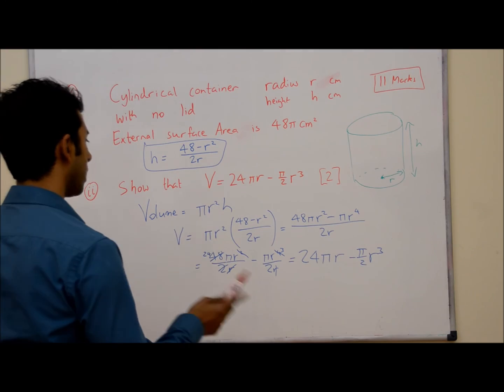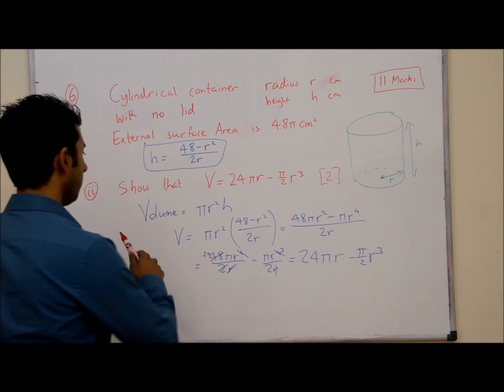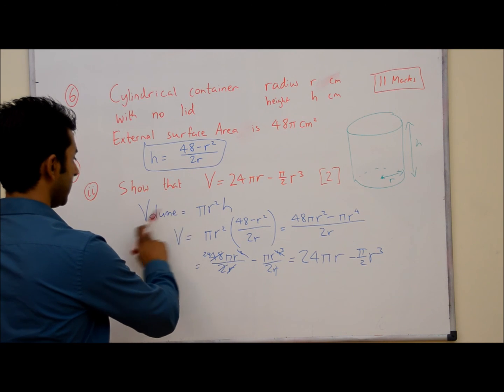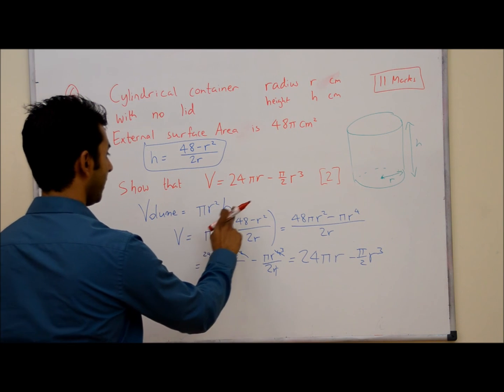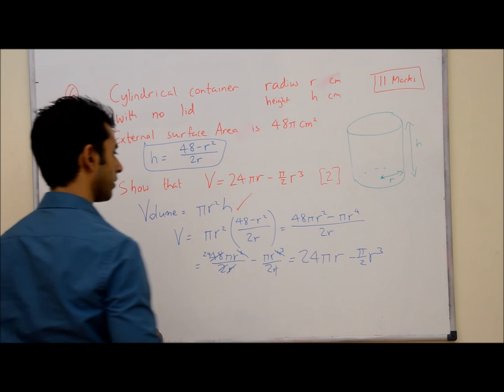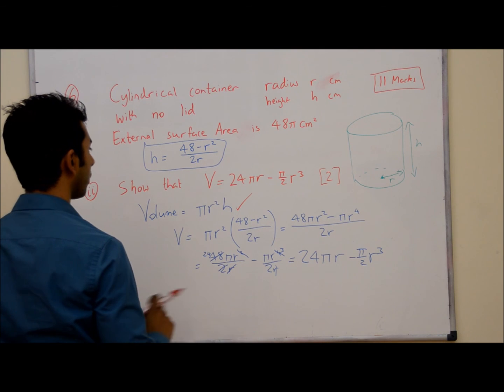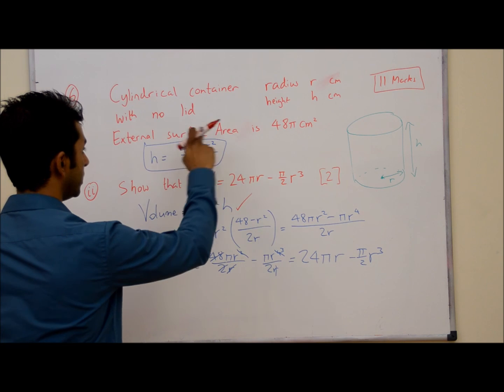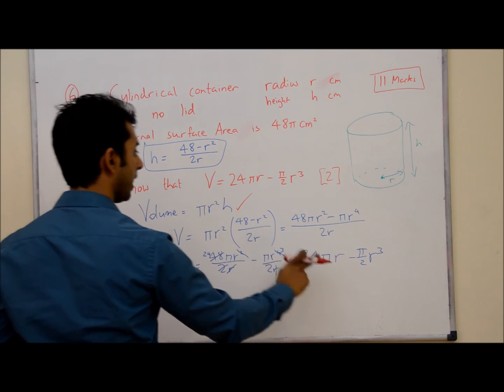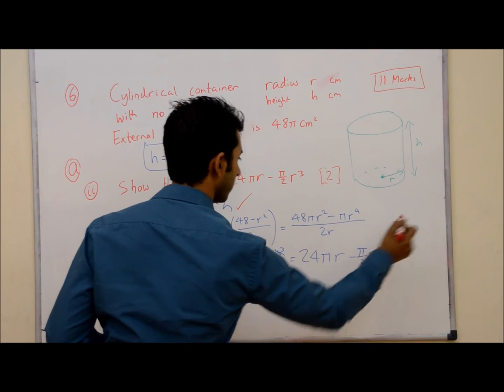So the 2 marks for this question. The first mark you would get for realising that the volume is equal to pi r squared h. So you get the first mark just there. And then the second mark would be an attempt to substitute in the correct value of h and end up with the final answer. So that's your 2 marks there.